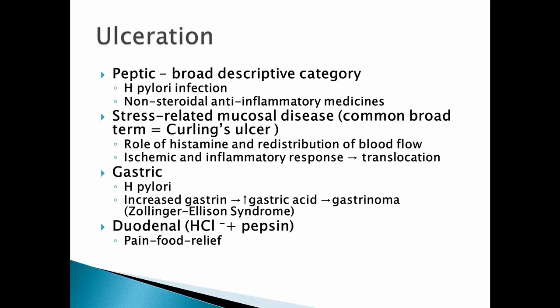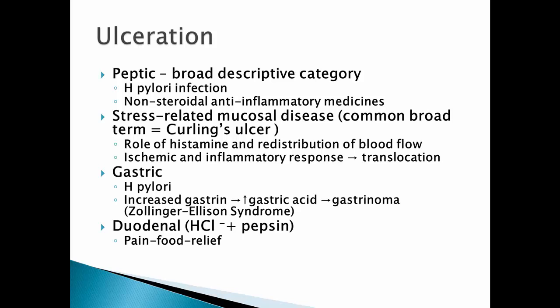So let's take a closer look at some ulcerations. We'll talk about peptic. Peptic is a very broad category, very descriptive, so we'll use that as an overview. But then we're going to talk about stress-related mucosal disease, gastric ulceration, and duodenal ulceration. Those are the three most common that we frequently will confront. So peptic ulcer is actually a very, very broad descriptive category of ulceration.